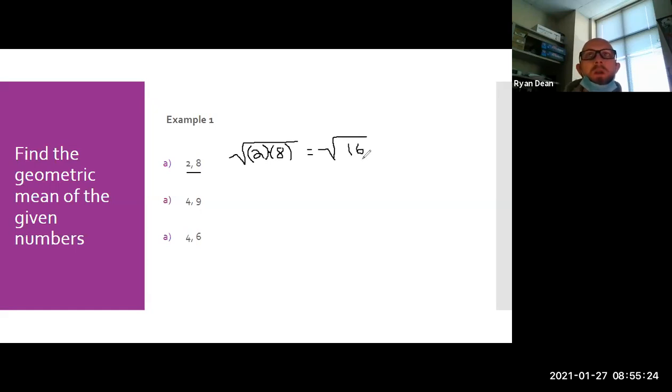And this is where the calculator comes in handy. Talking about the calculator in Desmos, you can type this into that calculator, and what it would give us is 4. We're not going to write the plus and the minus. We're only going to keep it as positive, because when we're talking about lengths, we don't really care to have negative lengths. There's no such thing. So for this specific one, the geometric mean of these two numbers is going to be 4.